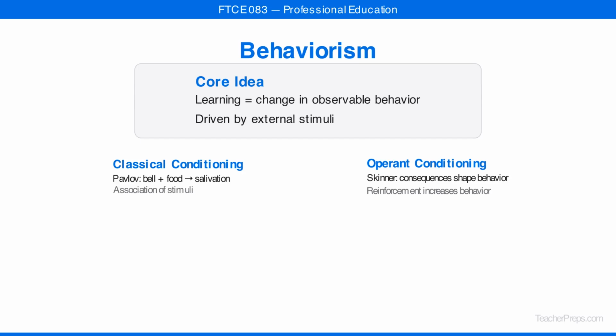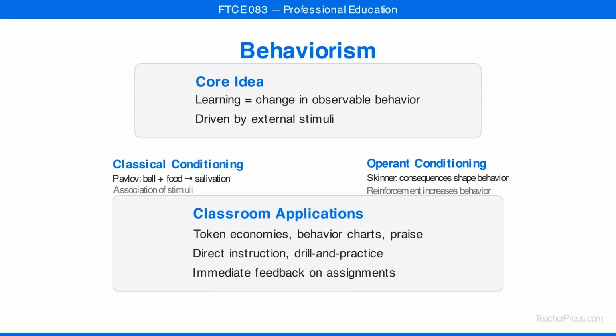Skinner developed operant conditioning, which is about the consequences that follow behavior. Positive reinforcement adds something desirable to increase a behavior, for example, giving a student a sticker for completing homework. Negative reinforcement removes something undesirable to increase a behavior, for example, excusing a student from a chore when they earn a good grade. Punishment adds something undesirable or removes something desirable to decrease a behavior.